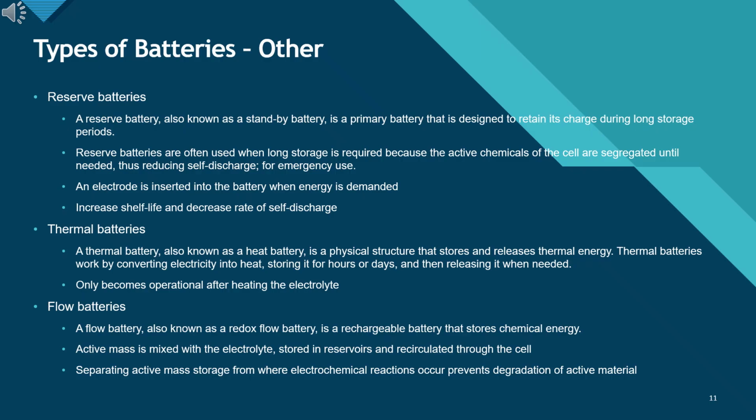Then there are thermal batteries, which rely on heat to activate the electrolyte. They don't sit there gradually losing energy. Instead, they only come alive when exposed to heat. These are used in defense and aerospace because they can be stable for long periods but instantly deliver power when triggered. Finally, flow batteries store energy in liquid electrolytes kept in tanks outside the main cell.